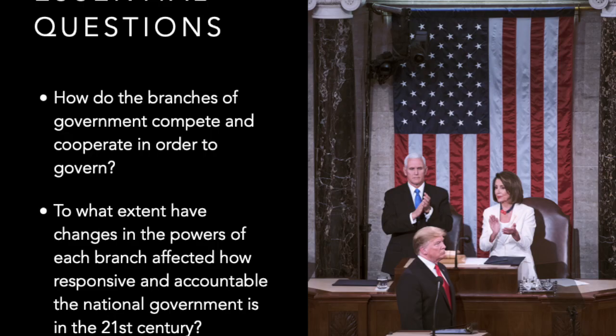So these are the essential questions we've been working on, and we've been answering them little by little each night. How do the branches of government compete and cooperate in order to govern? Good question. And to what extent have changes in the powers of each branch affected how responsive and accountable the national government is in the 21st century? That's a harder question to answer because there's a whole lot of opinion in there and a whole lot of conjecture and lots of other things.